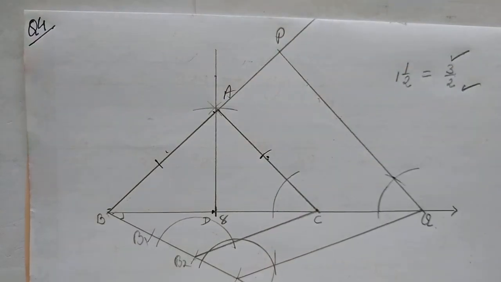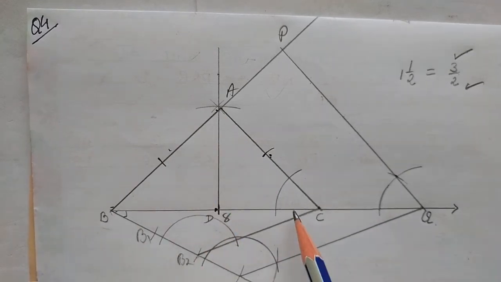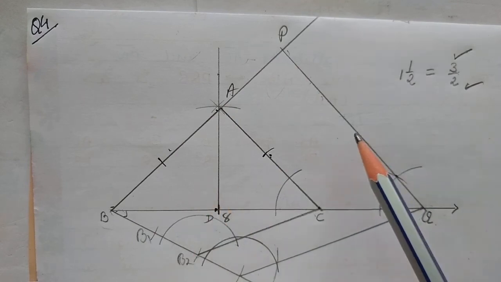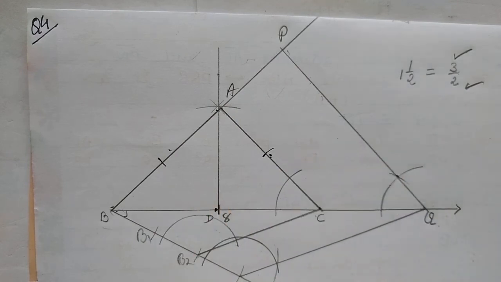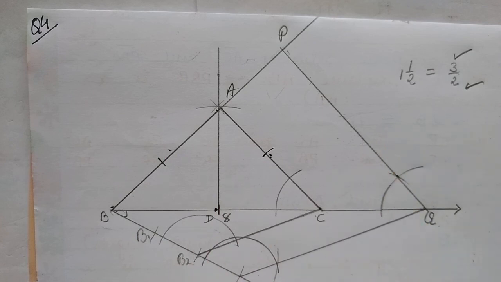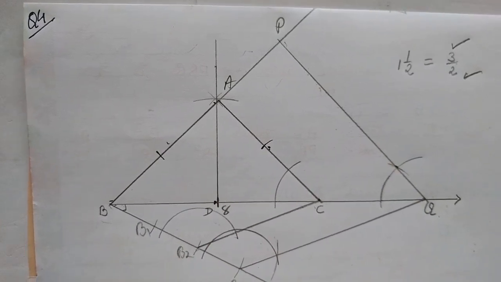Now, children, triangle PBQ is 1.5 times the corresponding sides of the given isosceles triangle ABC. This triangle PBQ is 1.5 times greater than triangle ABC, right? In terms of the measurement of the corresponding sides. Okay, steps you have to write yourself, children.